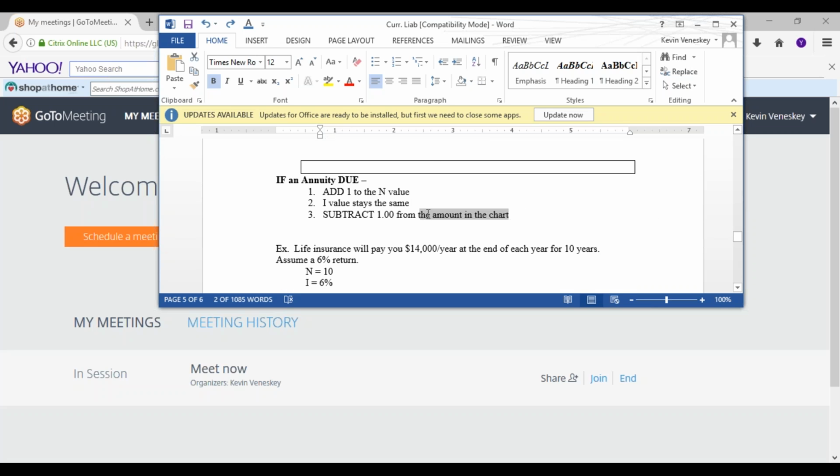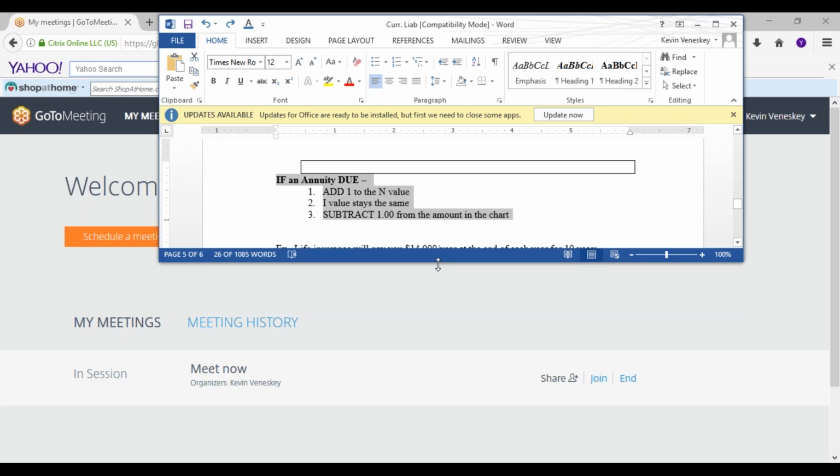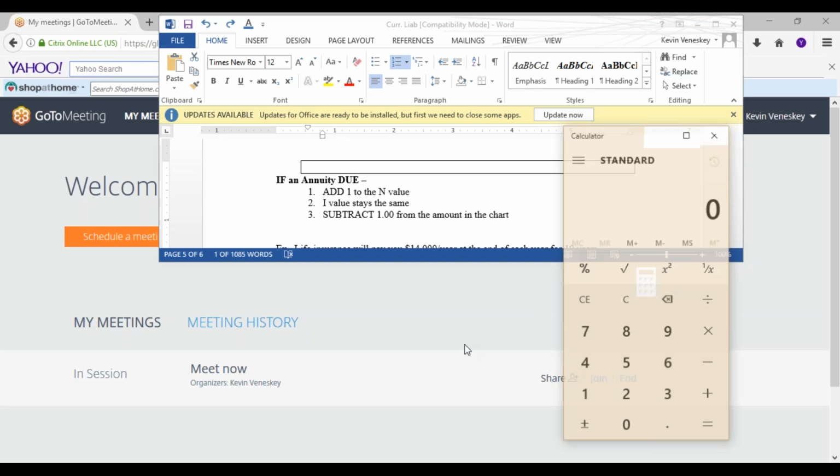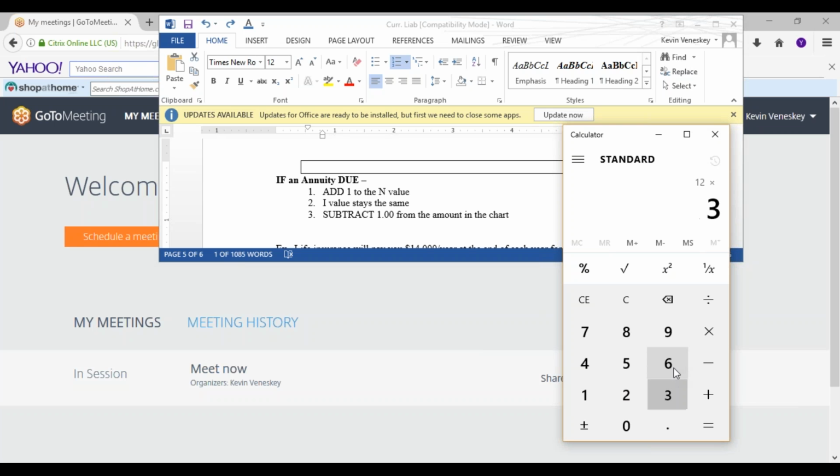But if it is an annuity due, let's say I have a retirement account and I put away money every month, $100 every month for the next 30 years. Well, first thing I have to find is how many payments am I putting away? If I made payments for the next 30 years, that would be 12 payments in a year times 30 years. My N would be 360 payments that I'm putting into a retirement account.